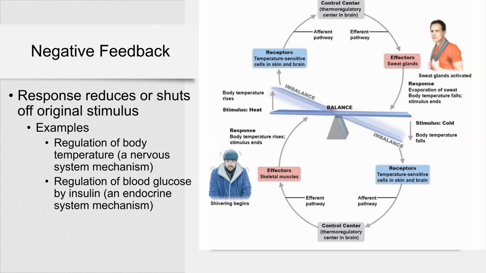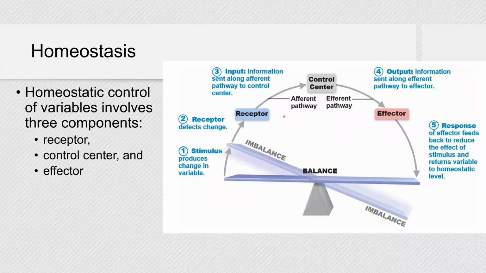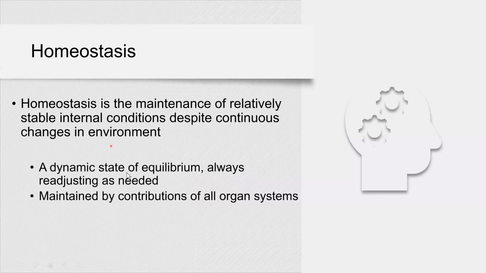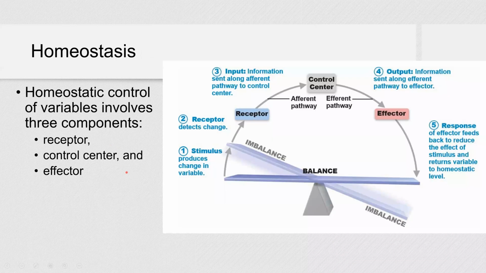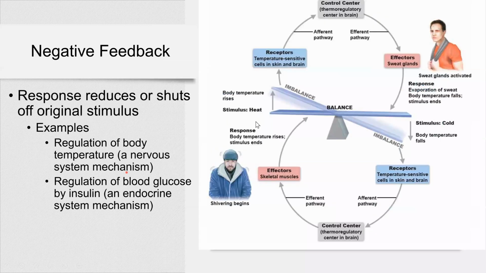So negative feedback shuts off the original stimulus or reduces it. And this might happen through one day several times, right? Temperature goes up, temperature goes down. That's why homeostasis, as it says over here, is a dynamic state of equilibrium. So pretty much your body is constantly working. Homeostasis is not given to you like, okay, here, everything is normal. No, you're constantly fighting for this balance in your body.